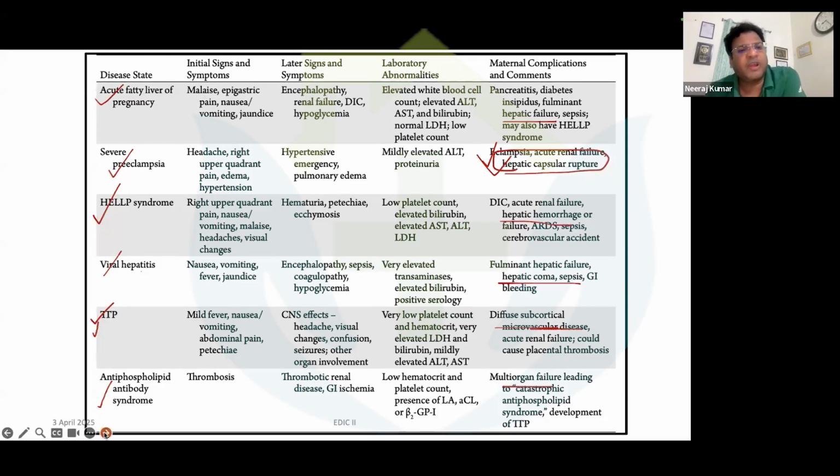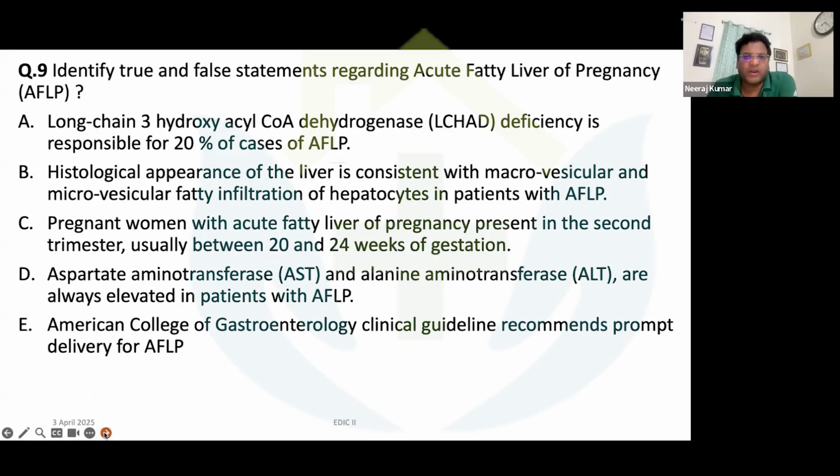And then DD of your AFLP. Okay. Now this is again one question of AFLP. Identify true and false statement. So this is long chain 3 hydroxyl acyl CoA dehydrogenase, means LCHAD deficiency is responsible for 20% of the patients. Histological appearance: on doing histology, the liver is consistent with macrovascular and microvascular fatty infiltration of hepatocytes.